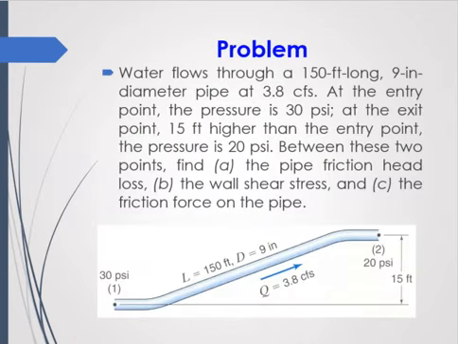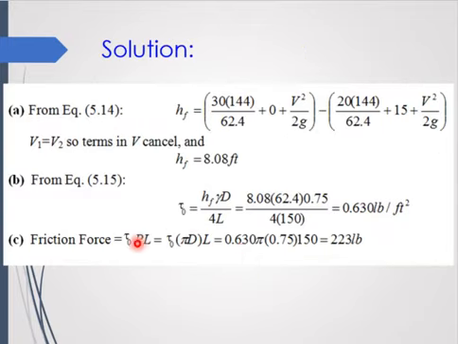The last thing which you were asked to find out was the friction force on the pipe. To find out the friction force, we will use stress multiplied by area. Area in this case will be wetted perimeter multiplied by length. So shear stress is 0.63, wetted perimeter is pi d, and length is L. So upon entering the values, we get friction force equals 223 pounds.